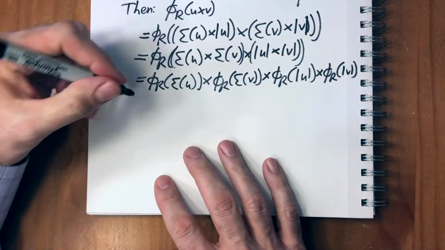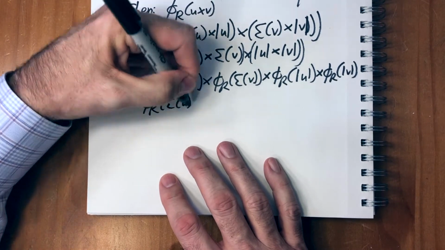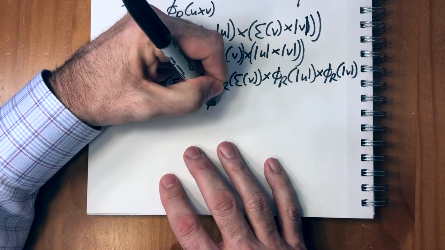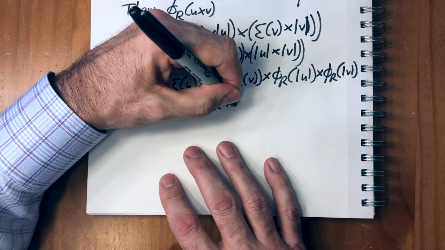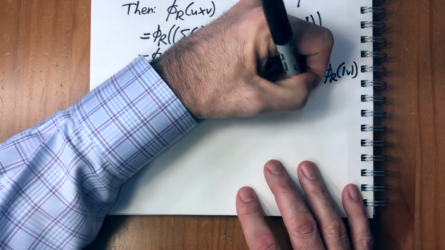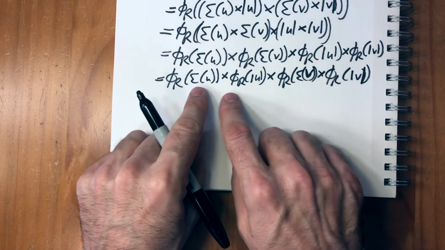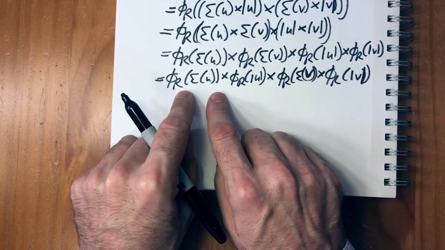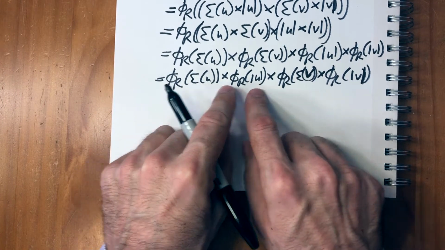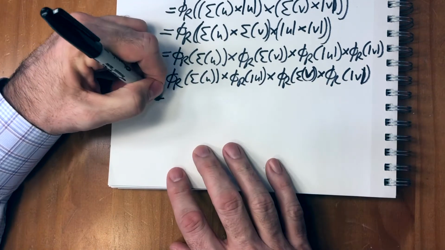Now, go backwards. Rearrange them. We have that phi r of sigma u times phi r of the absolute value of u times phi r of sigma v times phi r of the absolute value of v. Now, this is a positive or minus 1. That means that phi r preserves this multiplication, and same here. So now we can rewrite this.